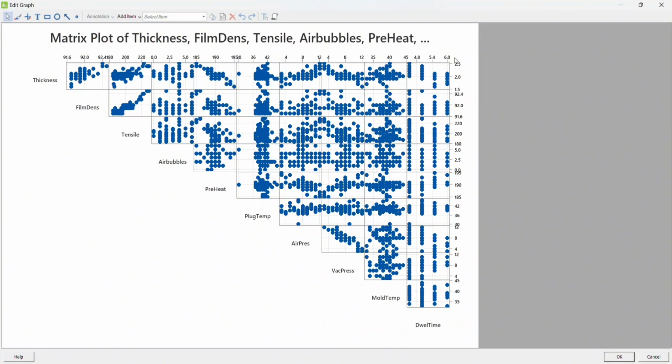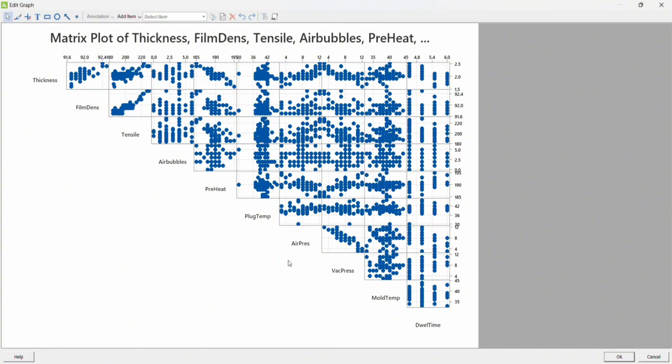This is how the graph is represented, and if you want to examine this closely, the one you see at the top is the relationship between thickness, which is your y metric, and film density. Thickness with tensile strength, you will be able to see here. Similarly, thickness with all the other x's you will be able to see. At the same time, film density and tensile strength, you can understand here, and film density and air bubbles, you can understand here. Vacuum pressure and air pressure, you can understand here.